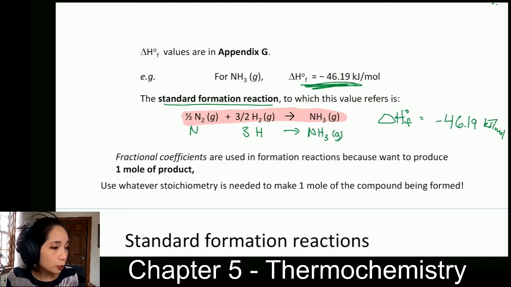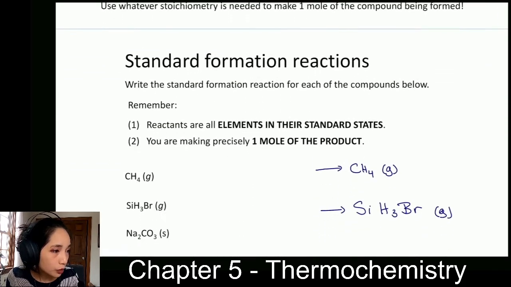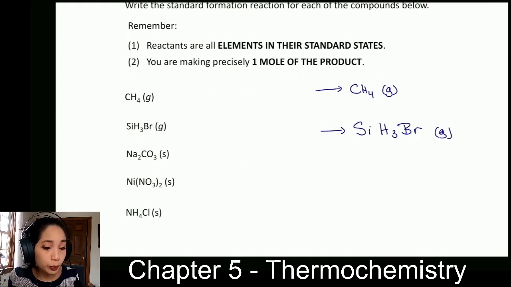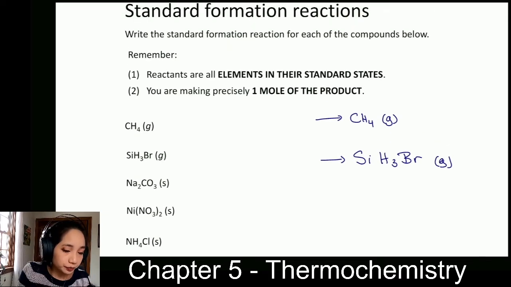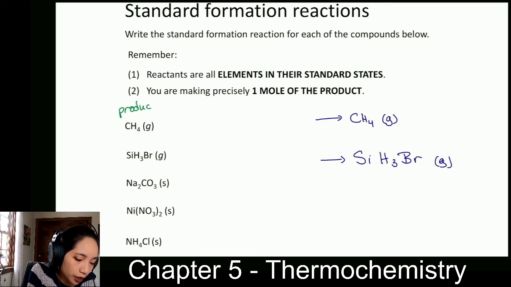So let's actually practice writing out some standard enthalpies of formation, or standard formation reactions. So the things to keep in mind if I ask you, okay, what's the standard formation reaction for CH4 gas? You have to remember this is what you're making. So all of these that I'm writing here, these are our products, all right? So this is our product. So I kind of have it started here. So CH4, that's our goal, that's our product.